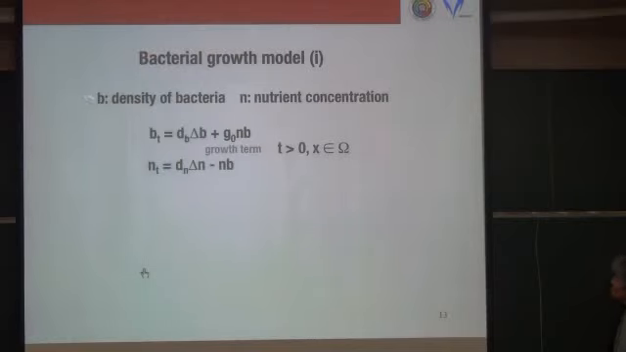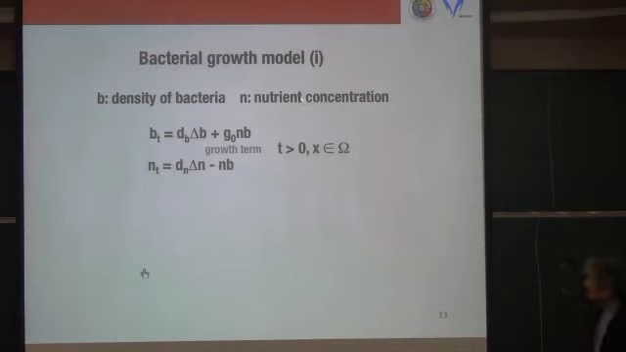So let B be a density of bacteria, and N is a nutrient concentration. Probably this is a very important unknown variable, of course. And this is the first proposal. This is the diffusion of bacteria, because, as I told you, this B is the density, so a large population. That's why we may assume they move in a random way at a population level, okay? So that we use this one.